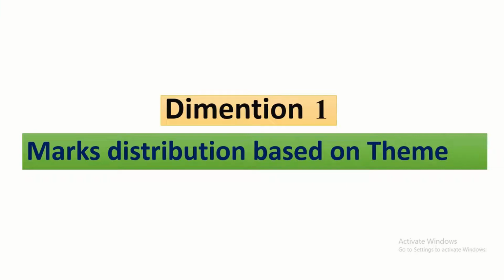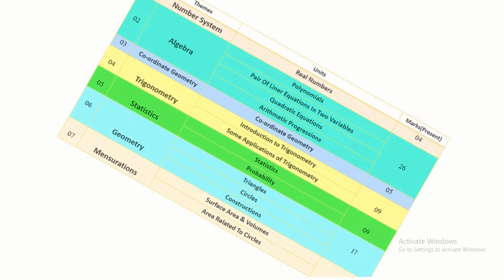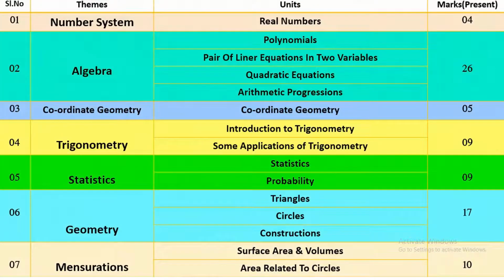Here theme based questions appear. So now I have to observe this one. This is the theme based one. So here you observe the themes. The mathematics subject is totally divided into 7 themes. The first one is number system. In that number system, real numbers is included as a unit.